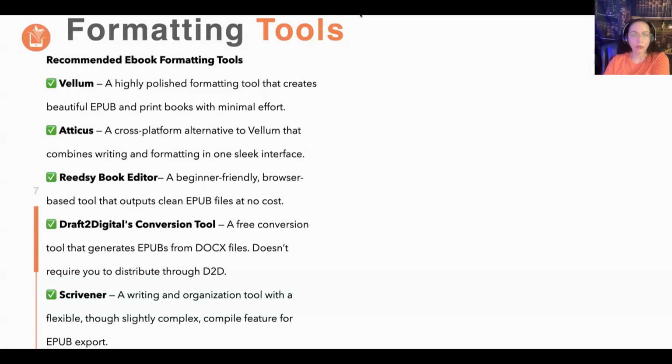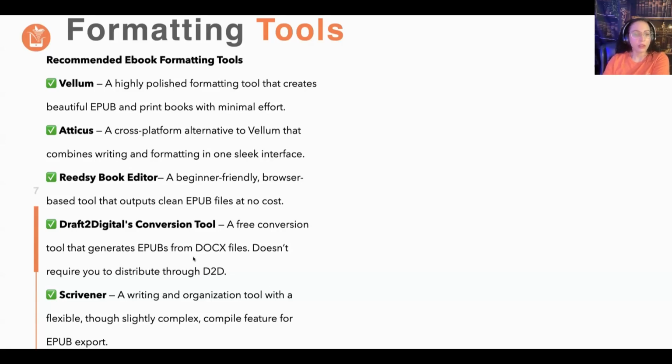And then we have Draft to Digital's conversion tool, which is the one we will recommend most often at BookFunnel if you come asking us about formatting and you can't hire a formatter or you don't have the budget yet for the software. We will always recommend the Draft to Digital conversion tool. It's my go-to when, for whatever reason, I'm not using Vellum. Very simple interface, and I will show you that in a minute in the demo. And it does not require that you distribute through Draft to Digital. Some authors say they can't use it to make their EPUB because they're not distributing through them. They don't require you to do that. You can sign up, generate your EPUB, grab it, and go.